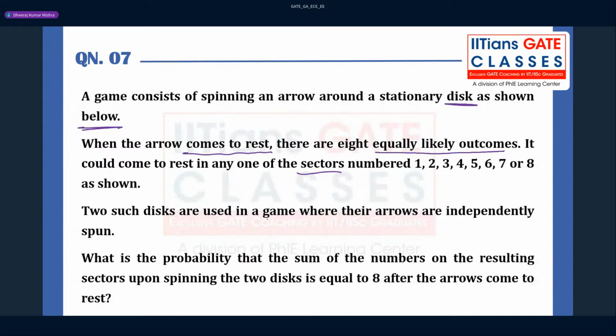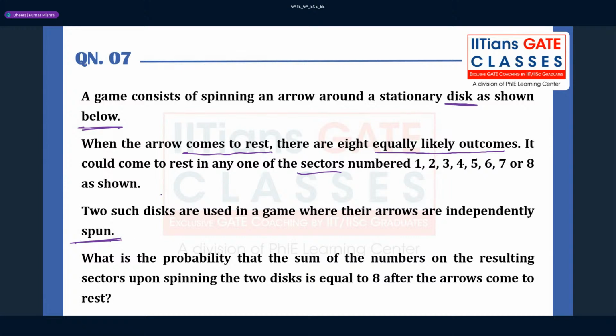Two such discs are used in a game where their arrows are independently spun. So these kinds of games you might have played, right? If you are using different apps, they always give you a spinning wheel so that you can win something, some discount you might get, right? So in different online transactions, I mean online shopping.